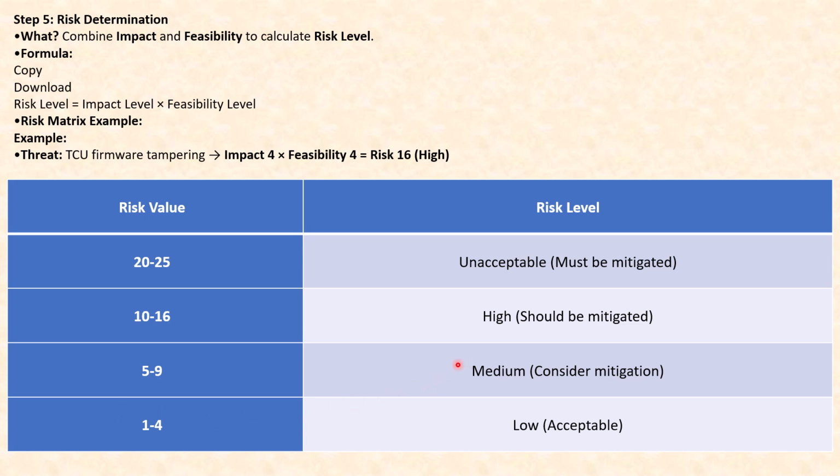Okay, that's the meaning of it. And when it comes to 1 to 4, the mitigation level is negligible, you can just ignore it. All right, now these are the various risk determination gauges.